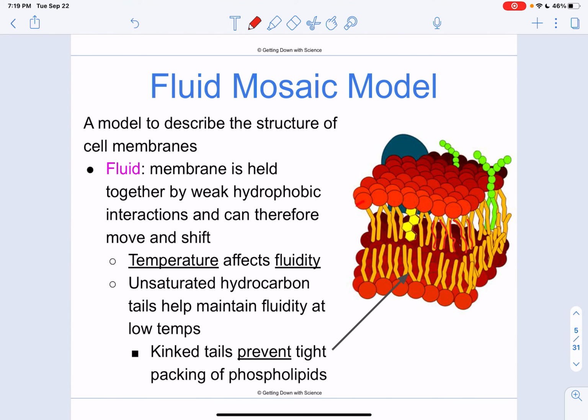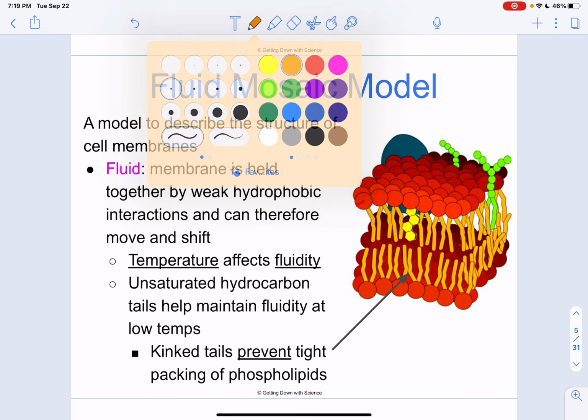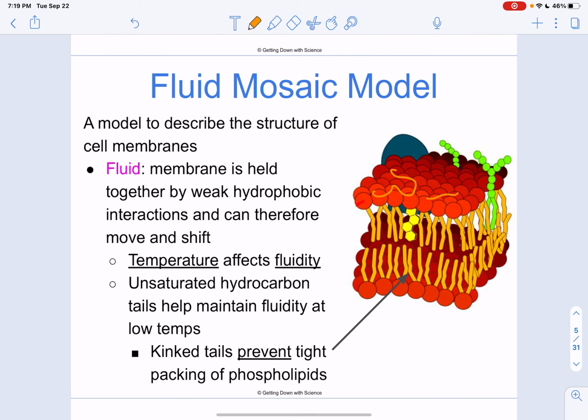On top of calling it selectively permeable, we also call it a fluid mosaic model, which means that, well, let's break it down. The fluid part means that this membrane is held together by weak bonds, and so therefore all these little molecules, all these little phospholipids can move around. They can go this way, they can go this way, they can go this way, etc. It's like they're at a concert and they're all jam-packed.